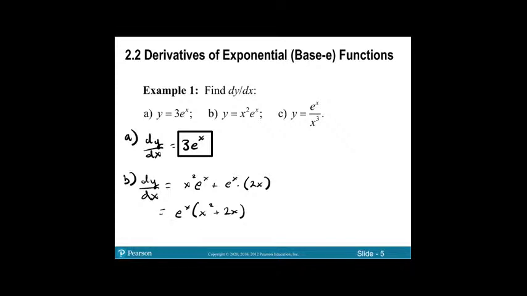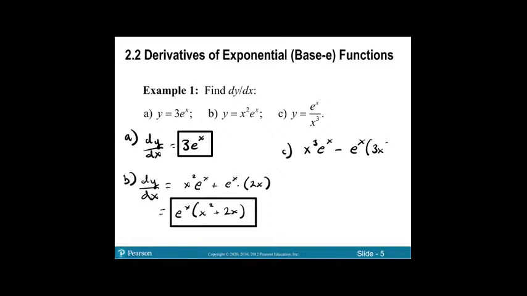And then c, we could use the quotient rule, or we can rewrite that x cubed as x to the negative 3. Let's just do the quotient rule. So low d high minus high d low over low low. So the bottom, which is this, times the derivative of the top, which is this, minus the top, which is this, times the derivative of the bottom, which is going to be 3x squared, all over low low. So the bottom squared is going to be what? 3 times 2 is 6.